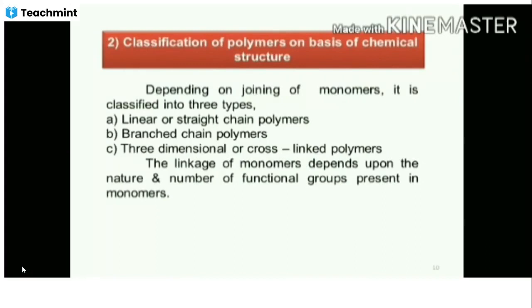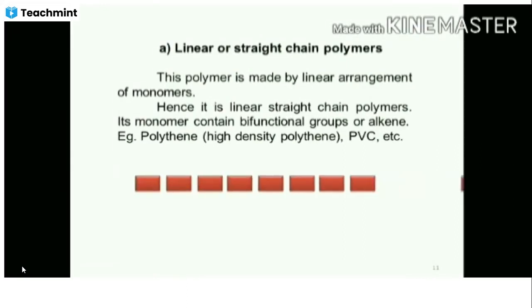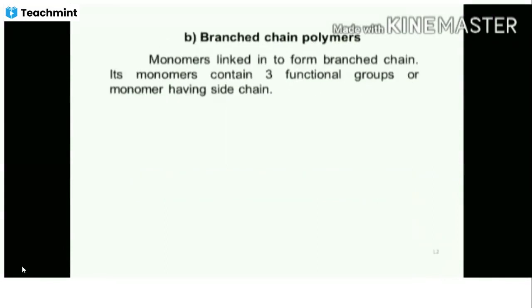Linear or straight chain polymers. This polymer is made by linear arrangement of monomers. Hence, it is the linear straight chain polymer. Examples: polythene, high density polythene, and polyvinyl chloride. Branch chain polymers. Monomers are linked in the form of branches. Its monomer contains three functional groups or monomers having side chains.